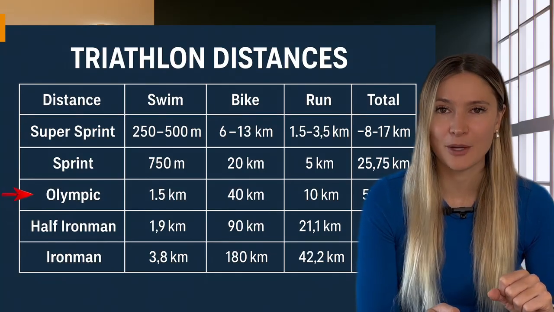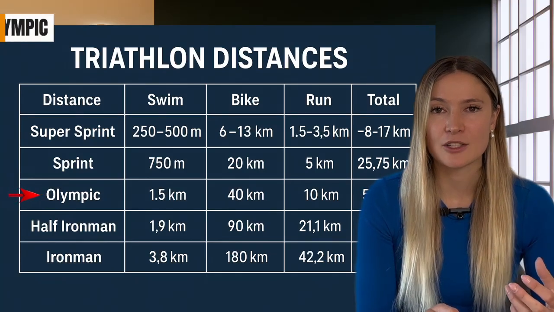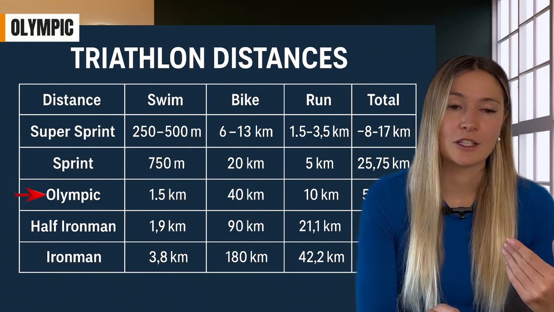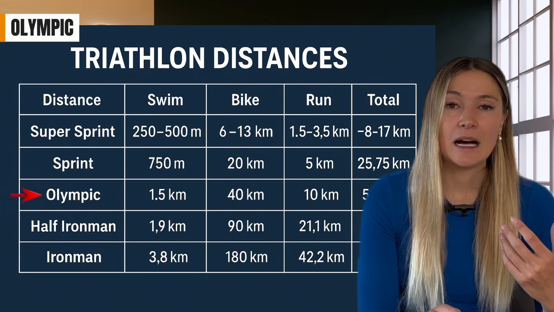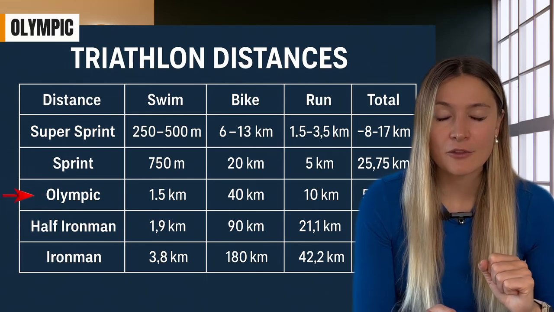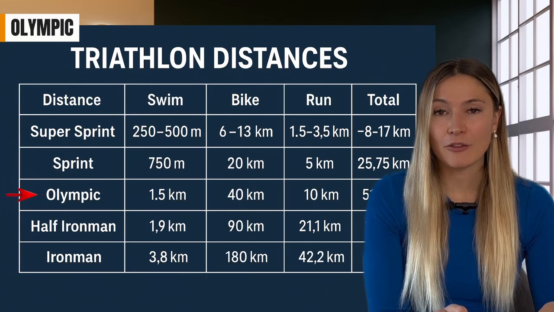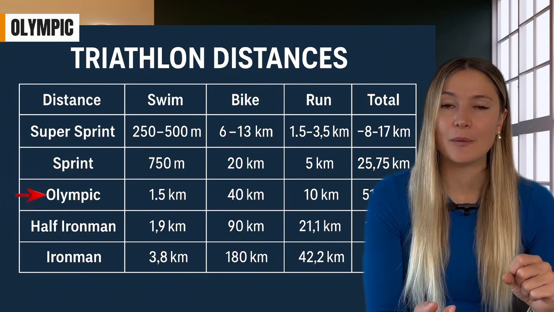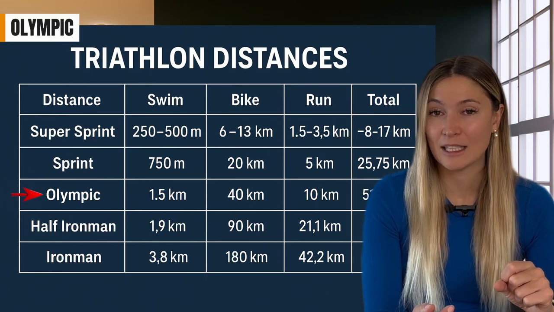And now we're going to a little bit longer races. This is the Olympic one, and the Olympic one is actually the most common one, the one with which people start or which people do. What is it exactly? It's 1.5 kilometers of swimming, then 40 kilometers of biking, and then we go into the run with around 10 kilometers.